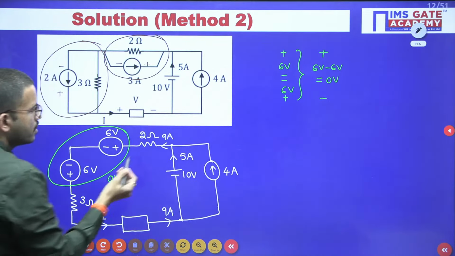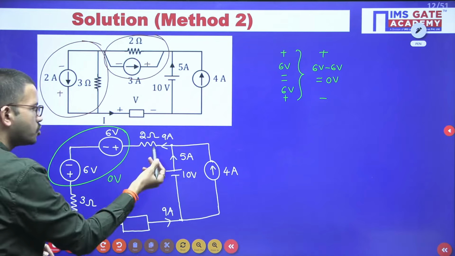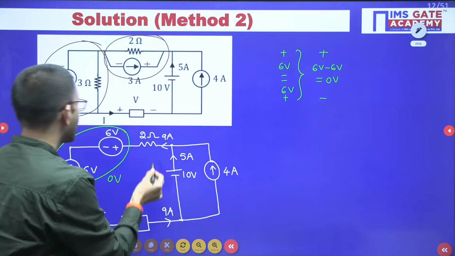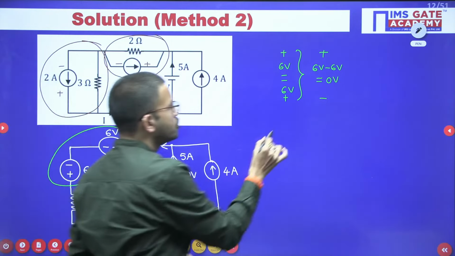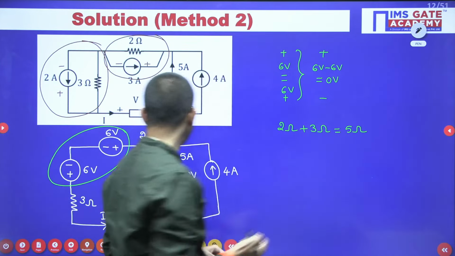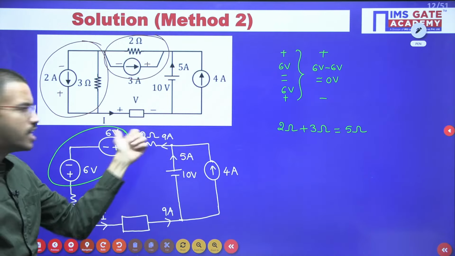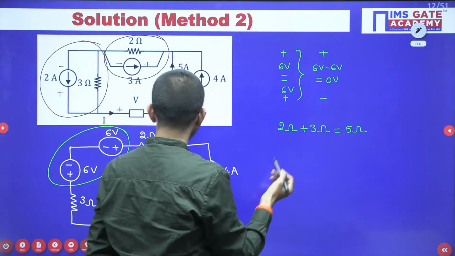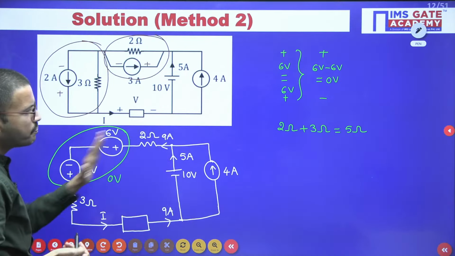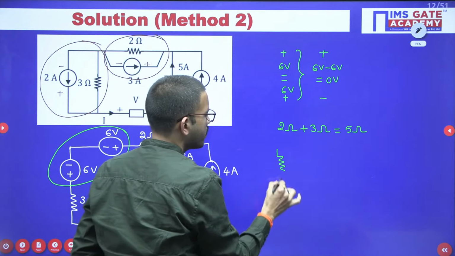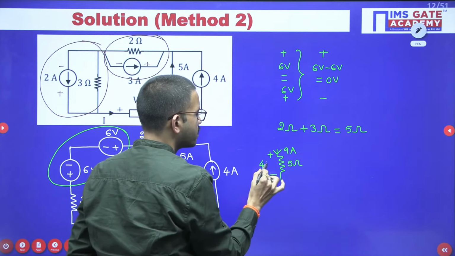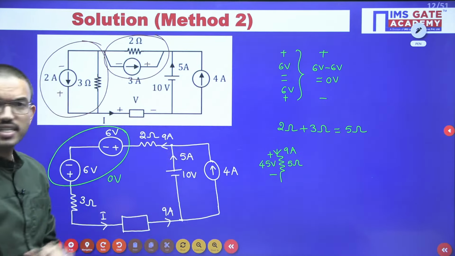Now here the 2 ohm resistor and 3 ohm resistor are connected in series. So 2 plus 3, you are getting 5 ohm. And 9 ampere current is flowing like this. So in this particular branch, 2 ohm plus 3 ohm together give 5 ohm, and in that 5 ohm resistor, 9 ampere current is flowing. By using Ohm's law, you will get 45 volts. 9 into 5 is 45 volts.